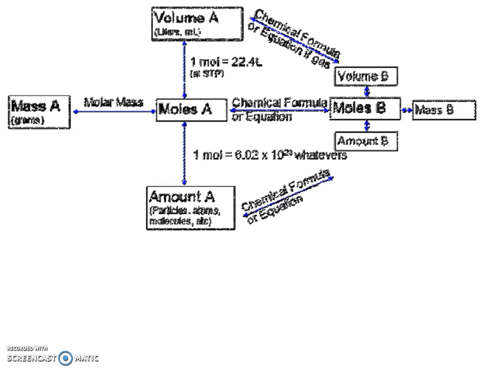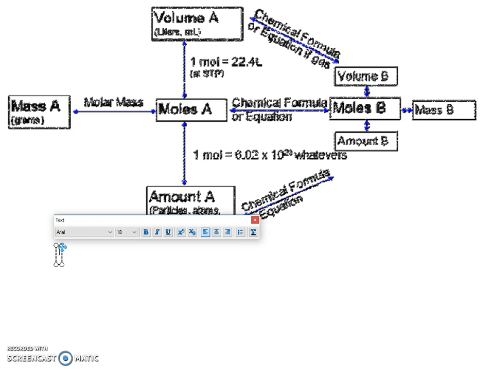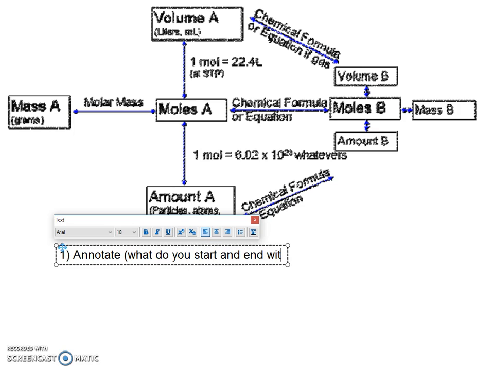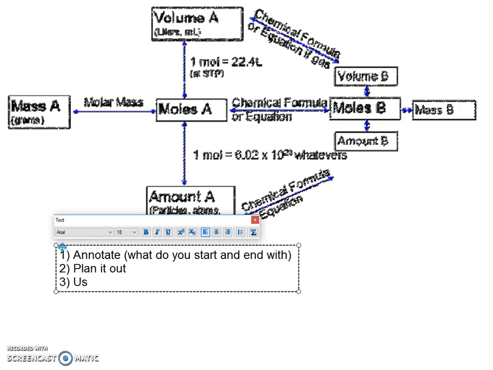So we've got our conversion diagram here that helps us to convert between all these different units. And remember our steps to address one of these typical conversion problems. The first thing we want to do is annotate, and figure out what you start and end with. Once you know that, you want to plan it out: where you're going to start, where you're going to end, how you're going to get there. Then you want to use conversion factors.